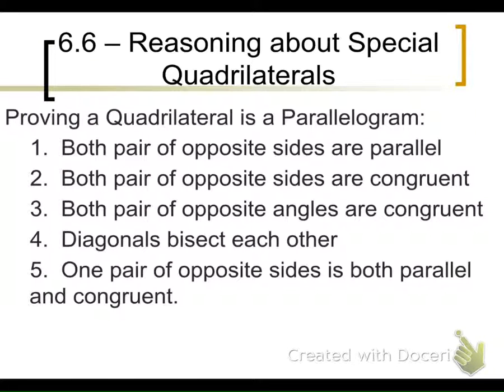So we've talked about this before. When you're proving that a quadrilateral is a parallelogram, these are some of the things you might want to prove: that both pairs of opposite sides are parallel, that both pairs of opposite sides are congruent, that both pairs of opposite angles are congruent, that the diagonals bisect each other, and that one pair of opposite sides is both parallel and congruent.